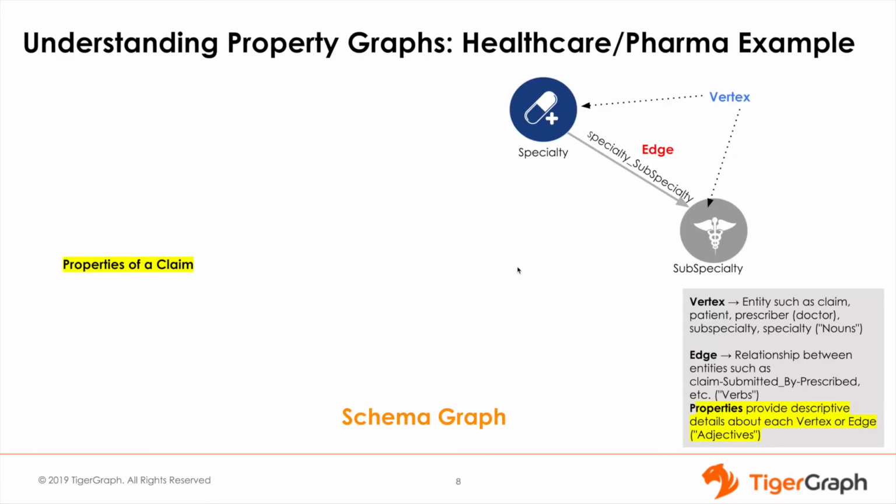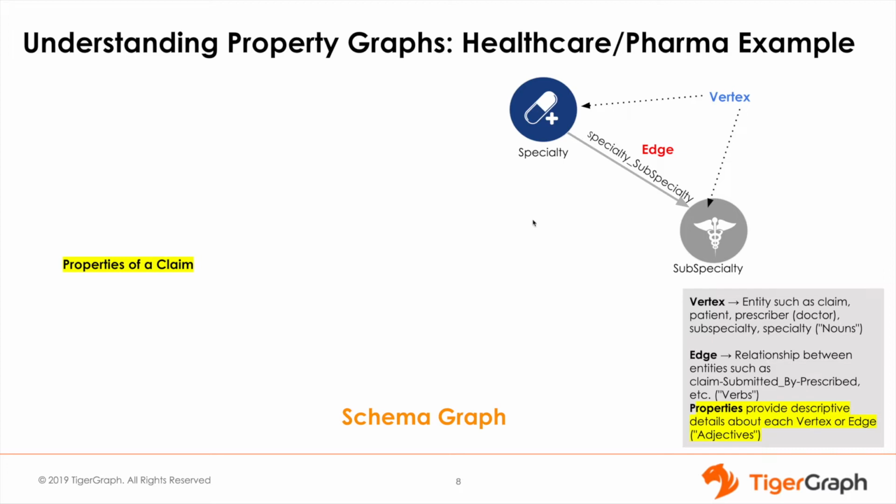Let's take a look at a specific example into the schema of a graph database. This is a healthcare example. This figure shows a graph schema where we show one of each type of vertex and one of each type of edge. A schema shows all the possible entities and relationships.